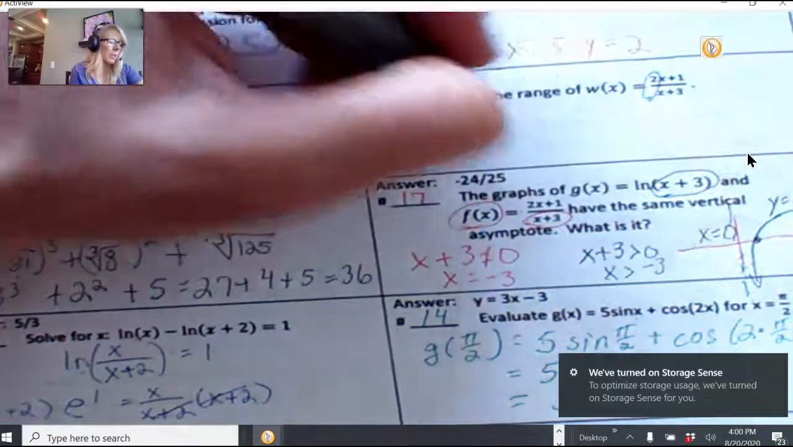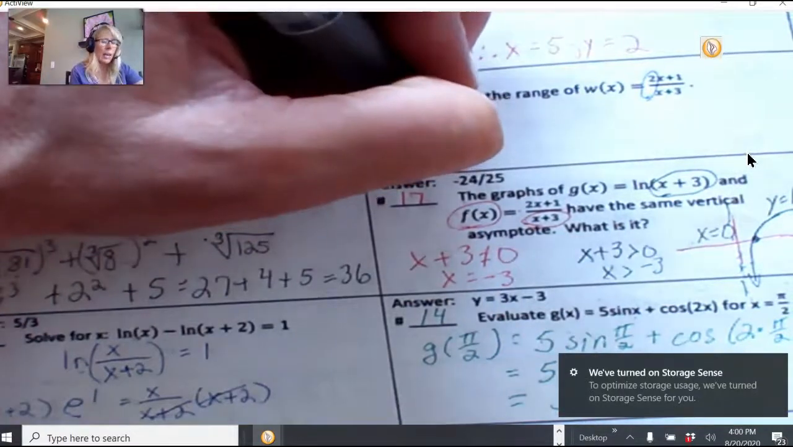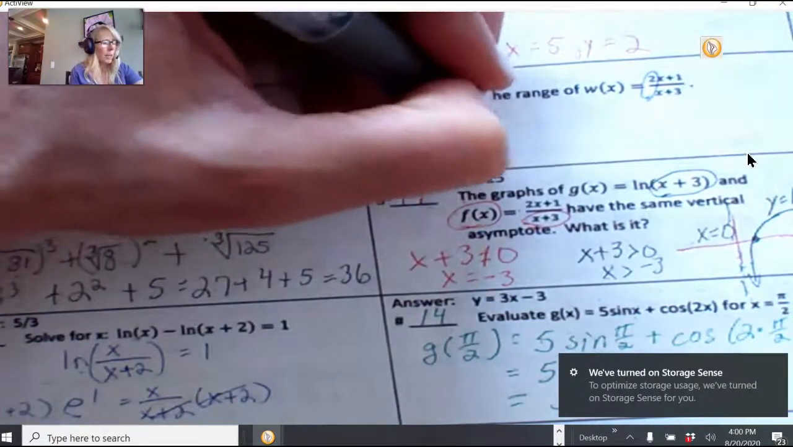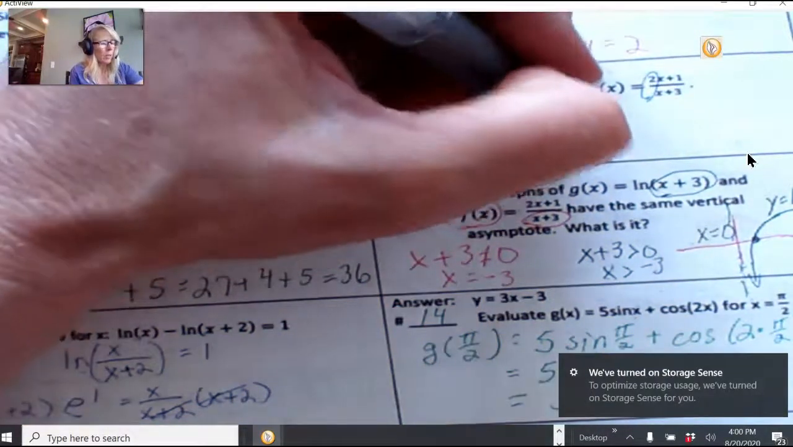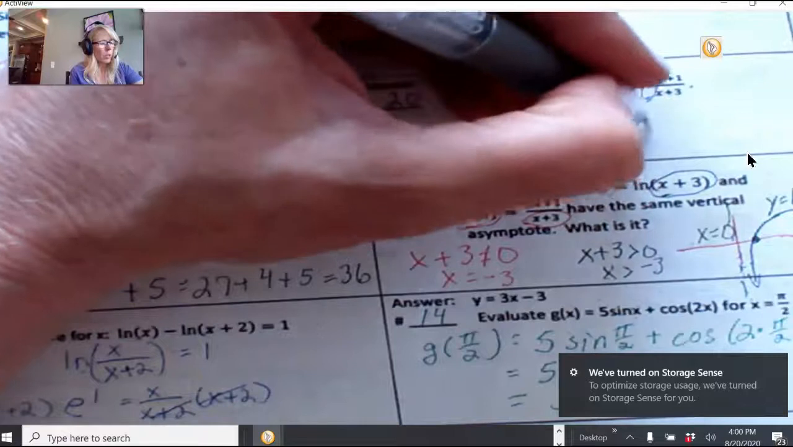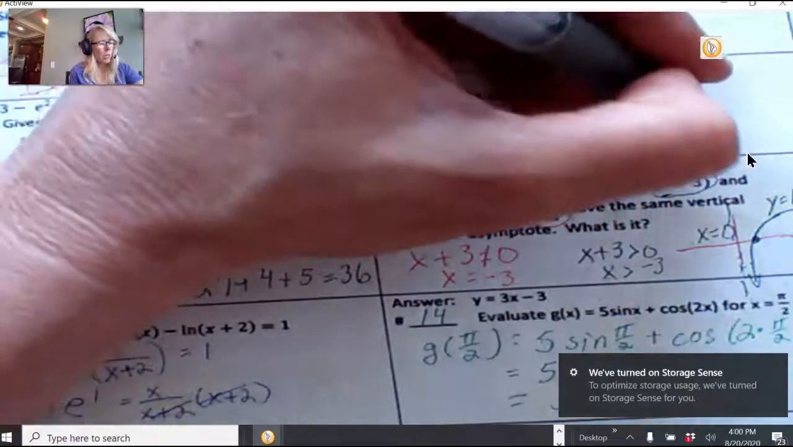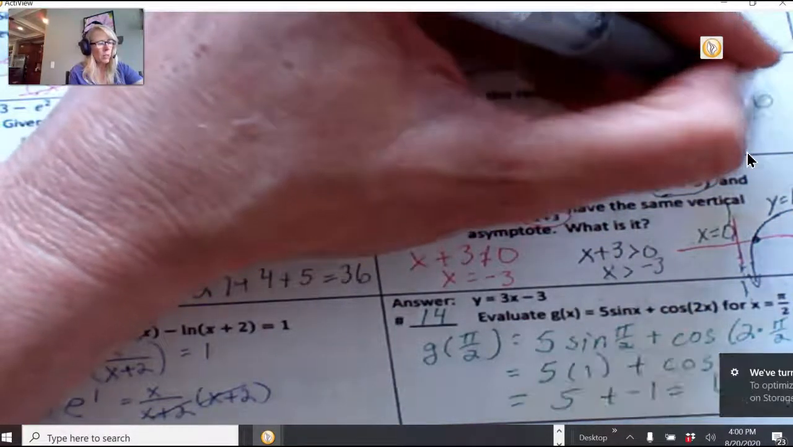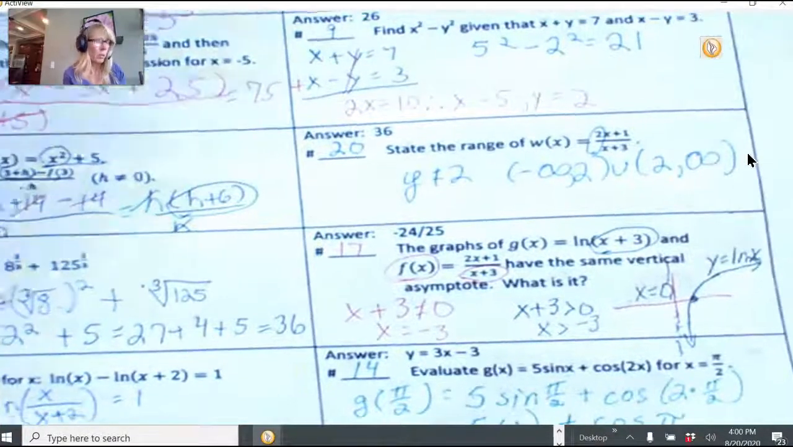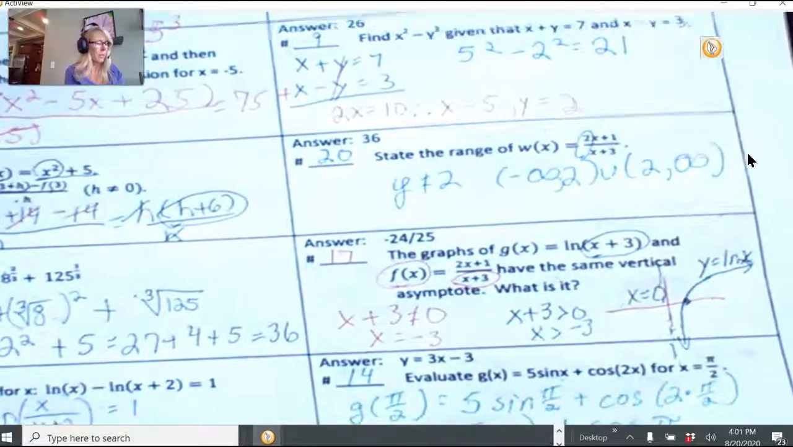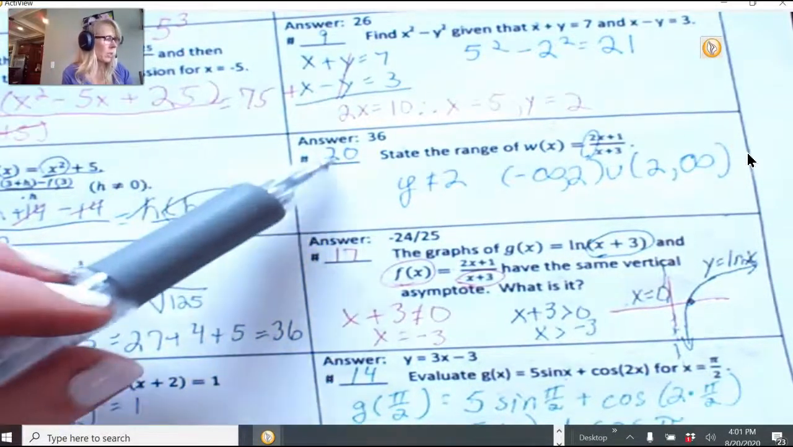So what that tells me is that y cannot be equal to 2. So that means I can go from negative infinity all the way to 2, union from 2 to infinity. I'm kind of going fast because my computer's getting ready to die. Or storage is getting ready to go. I got to figure out what's going on. So this is answer 20.